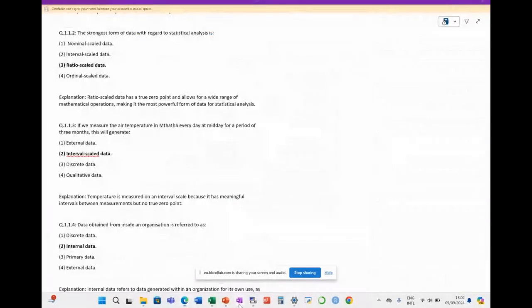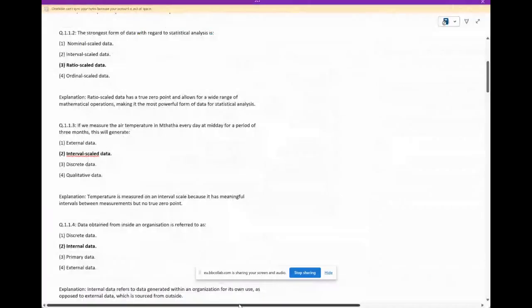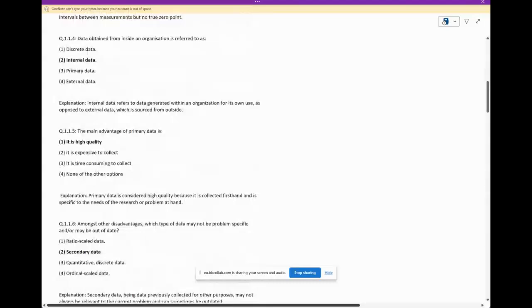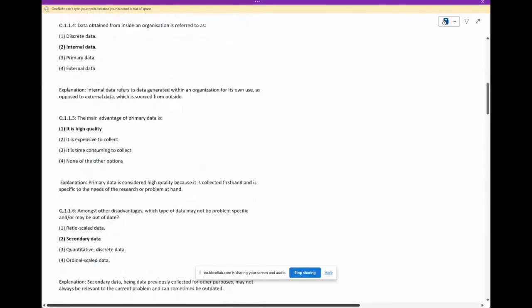All right, so where were we? We had just finished the second one. In fact, we had finished the third one as well. So we're now on the fourth one. Data obtained from inside an organization is referred to as internal data.